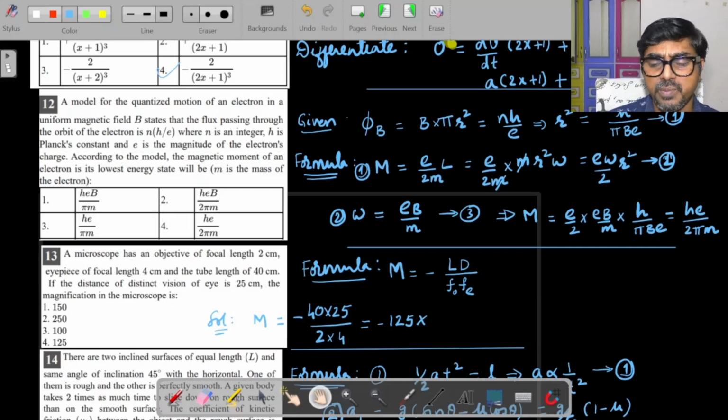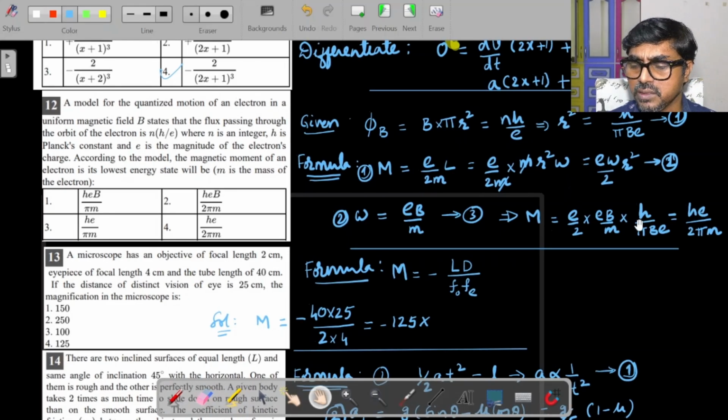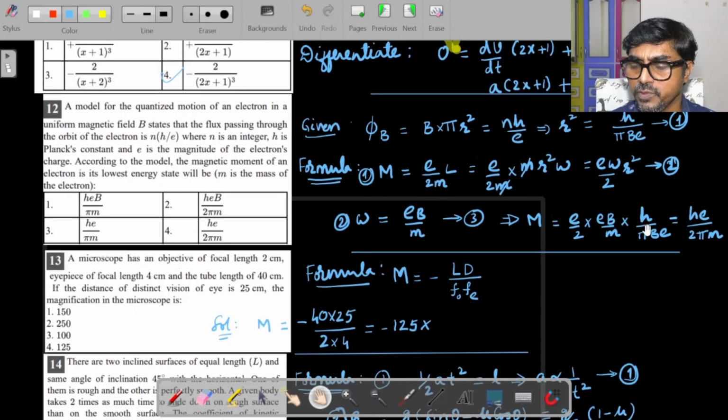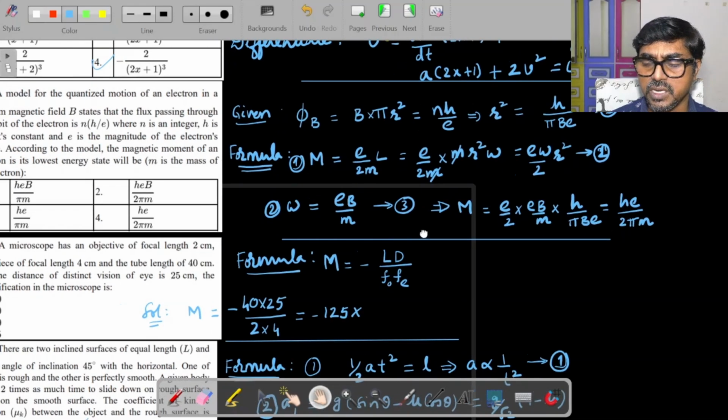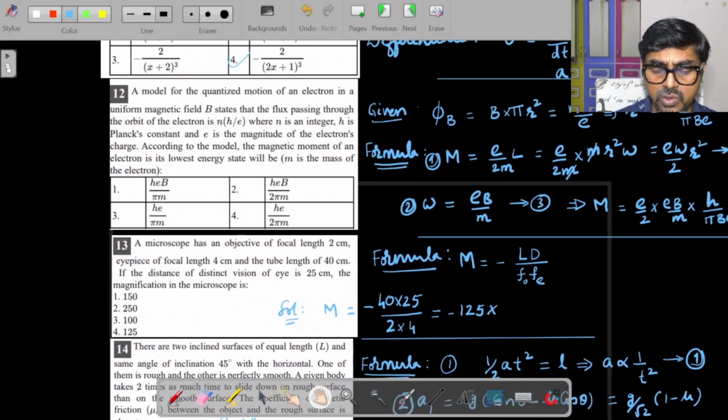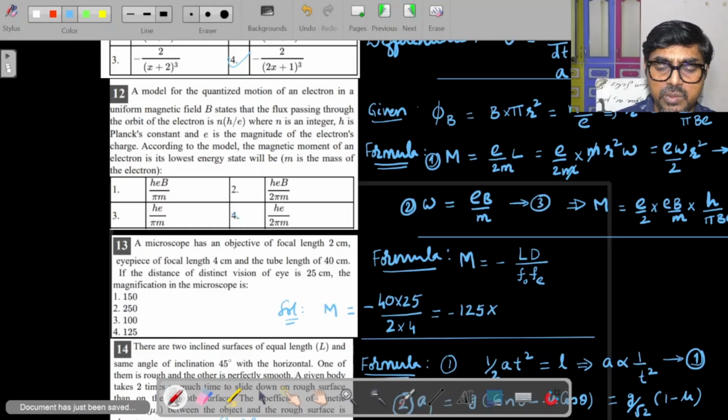So 2 pi by time period is omega. This is also something students are supposed to know. It's also a standard result. Then of course you substitute here, omega I will substitute from the second equation, r square will be substituted from the first equation. By simplifying it, you will get he by 2 pi m. That is going to be the answer there, he by 2 pi m.